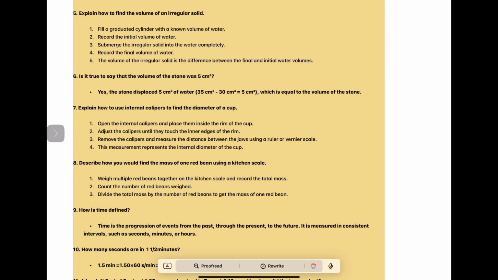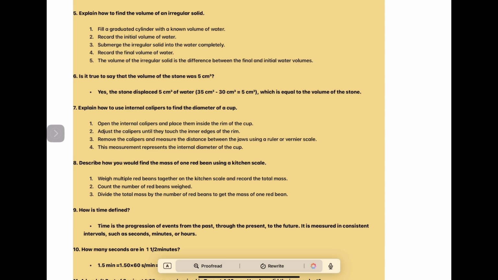6. Is it true to say that the volume of the stone was 5 cm^3? Yes. The stone displaced 5 cm^3 of water. 35 cm^3 minus 30 cm^3 equals 5 cm^3, which is equal to the volume of the stone.